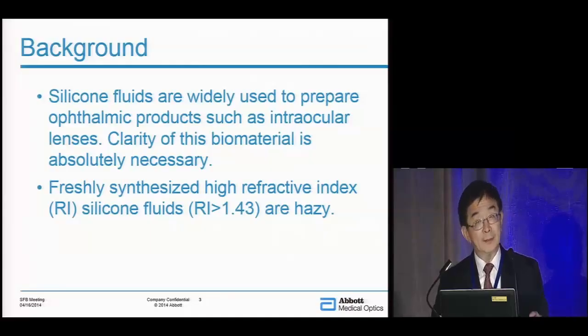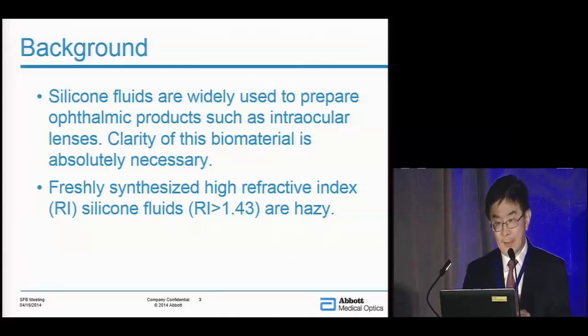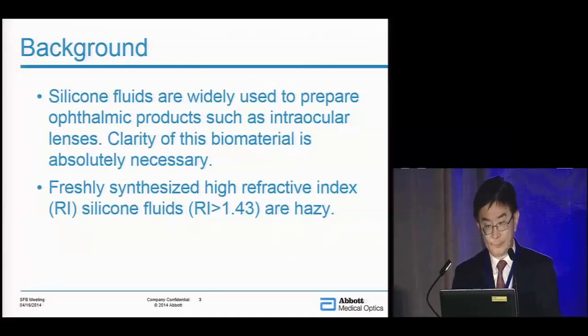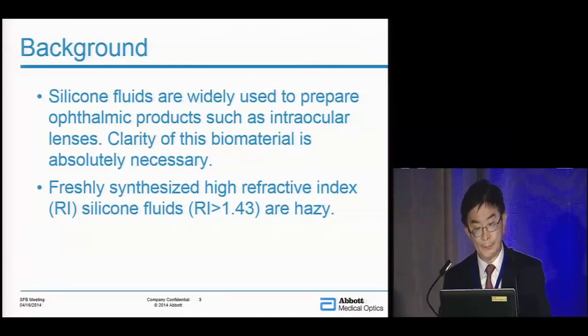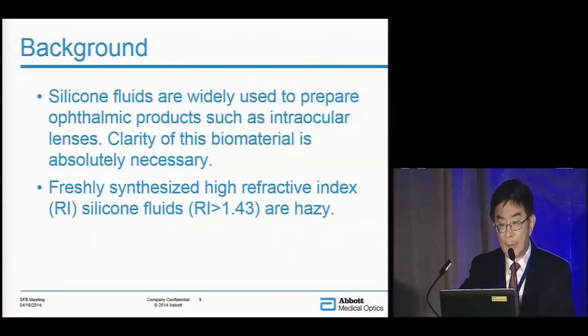However, the silicon elastomer is made from silicon fluid by adding a cross-linker and platinum catalyst. The clarity of the silicon elastomer depends on the silicon fluid itself. Therefore, clarity of silicon fluid is critical for the clarity of silicon elastomer. To the best of our knowledge, freshly synthesized high refractive index silicon fluid is always a certain type of hazy.